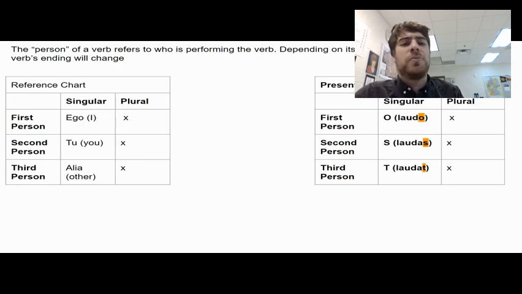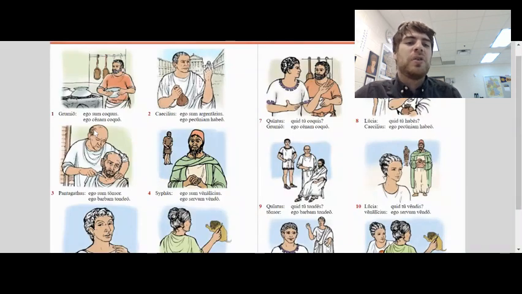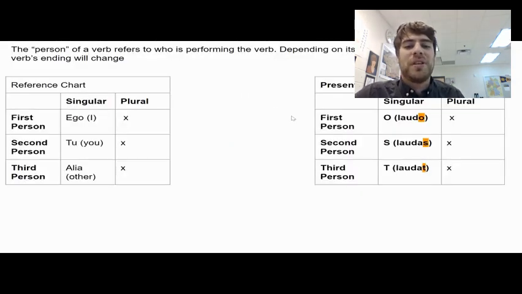There's one more thing you might notice. In sentence 1, Grumio is saying, I am a cook. Ego sum coquus. Okay. Sum means am. Sum doesn't end in O. It's supposed to be first person singular, but it doesn't end in O. That's because sum is what's called an irregular verb.